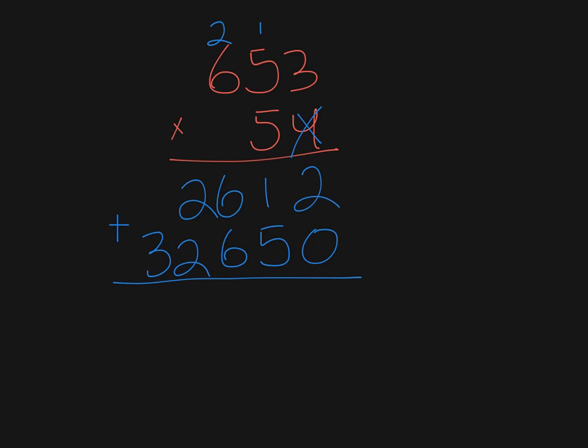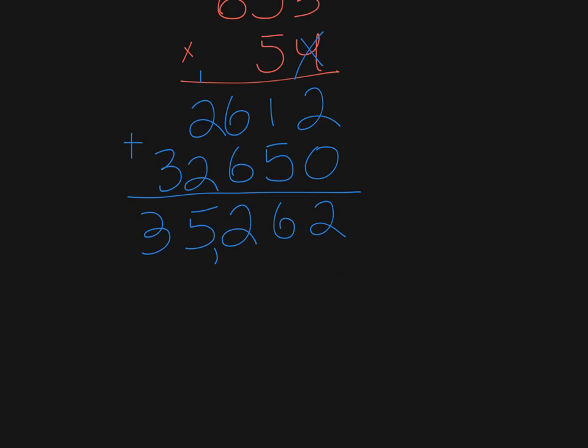Let's go and add these two partial products up. 2 plus 0 makes 2. 1 plus 5 makes 6. 6 plus 6 makes 12. Carry the 1. 2 plus 2 equals 4. Add 1 makes 5. And the 3 is by itself, so it is 35,262. Okay, let's go and move on to the second one.